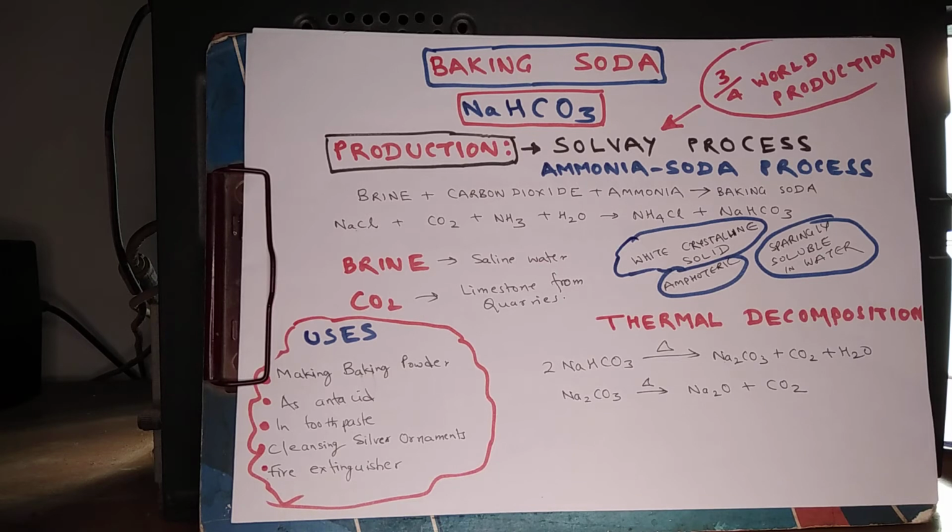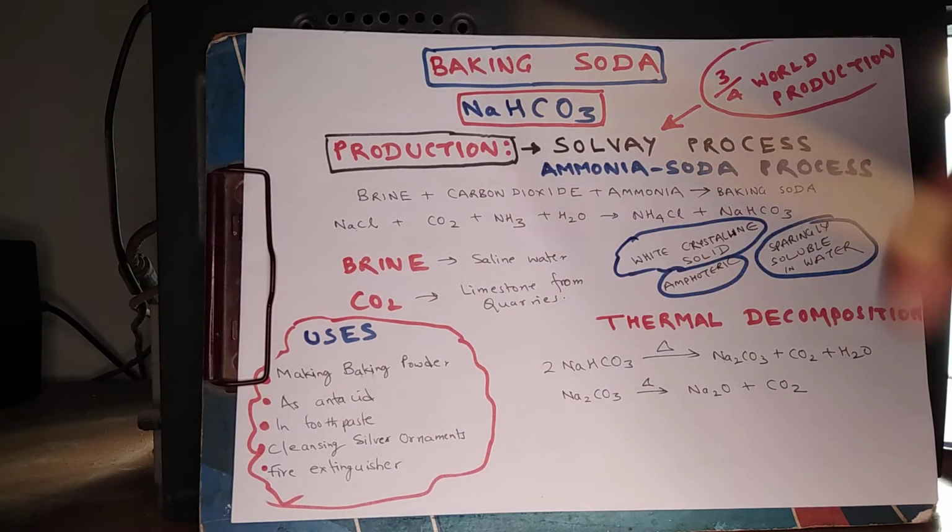Both are the same. In fact, the Solvay process is the most commonly used process around the world for production of soda. About 3/4 of the worldwide production of soda takes place through the Solvay process. What happens in the Solvay process is brine reacts with carbon dioxide and ammonia to give baking soda and ammonium chloride.